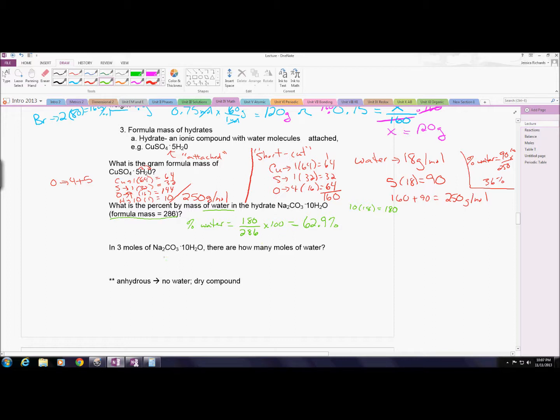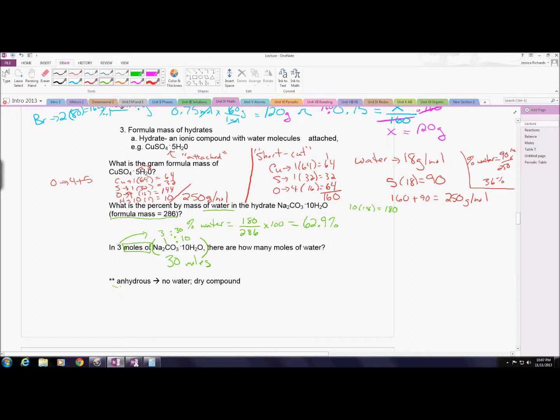All right, and one of the other things that they might ask you to do is say, well, if you have 3 moles of this stuff, how many moles of water do you have? Pretend these words aren't here and this is in an equation. That 3 is going to carry all the way through. So for every 1 mole of sodium carbonate, there are 10 moles of water. So if this carries through and I have 3 moles of sodium carbonate, I'm going to end up with a total of 30 moles of water.